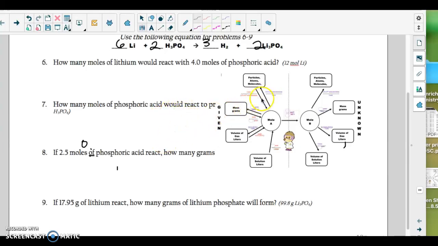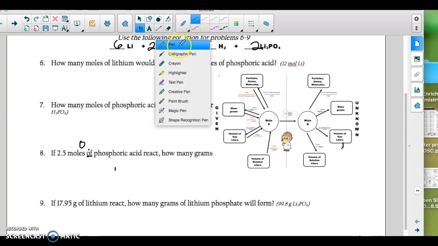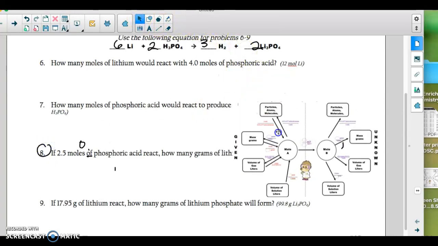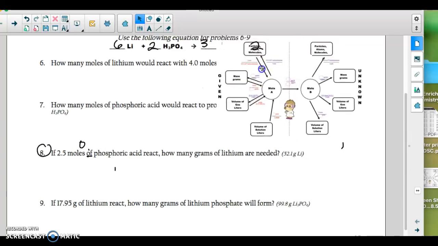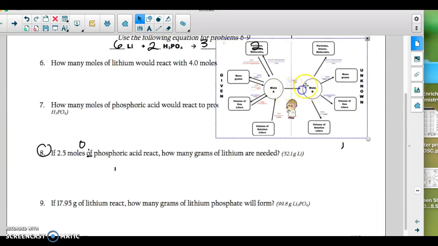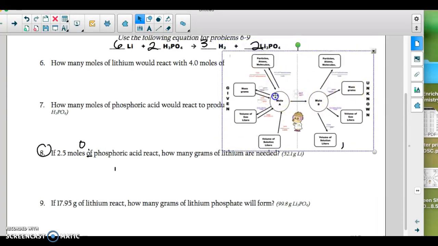Continuing with some more stoichiometry calculations. So using your mole map, we're going to do this question, number 8. We're being asked for grams of lithium, which means we're going to end over here. And we're starting with 2.5 moles of phosphoric acid, so we're here. So it's going to be 2 steps.